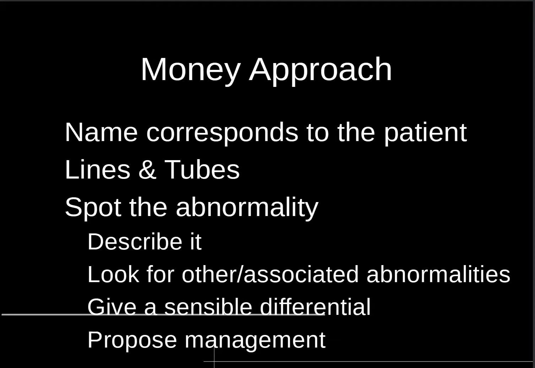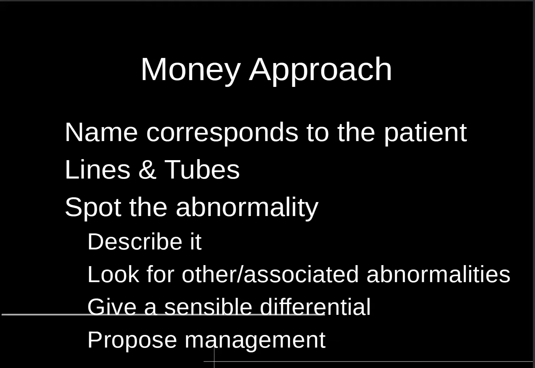Next is lines and tubes. You have to make sure that the lines and tubes are in the correct position. Then you look at the chest x-ray and spot the abnormality. If you've spotted it, describe it. Look for other associated abnormalities that may support your diagnosis or even refute it. Try and give a sensible differential and propose management. Remember, common things do actually occur commonly.